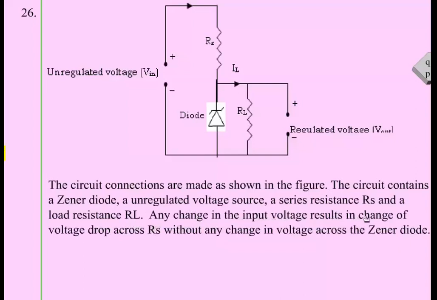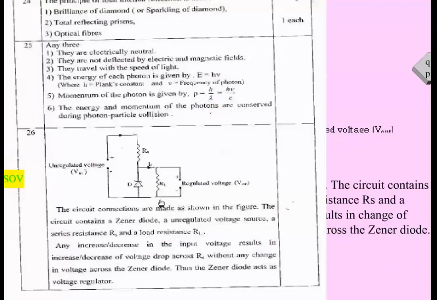Any change in the input voltage results in change of voltage drop across Rs without any change in voltage across the Zener diode. Suppose any change in voltage occurs, that appears here, not here. Across this, constant voltage remains. And look here, thus the Zener diode acts as voltage regulator. So this is the answer. For this one, we get 1 mark for this figure and 2 marks for explanation.